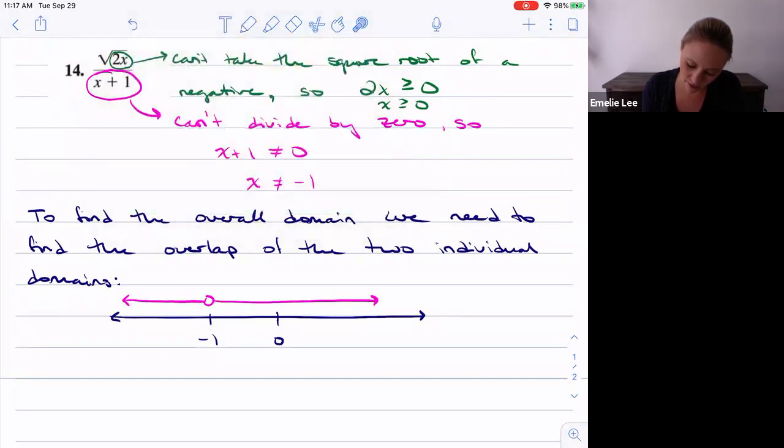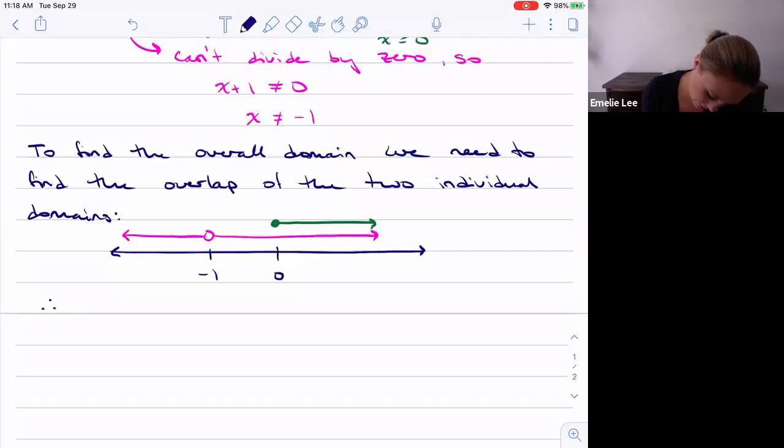For the square root one, I said x has to be greater than or equal to 0, which means I'm going to have a full dot at 0, and then everything to the right of it is allowed. So here is my domain for that square root. So now all this overlap, including 0, right, because it's allowed to be 0 on both domains. So now everything from 0 and everything greater than 0 is in the overlapping domain.